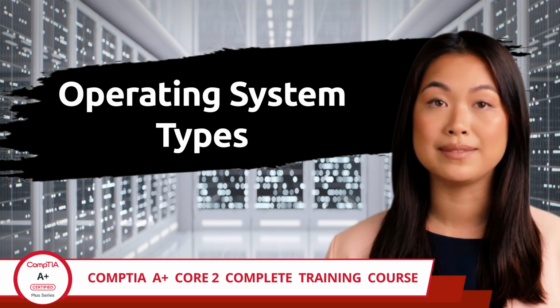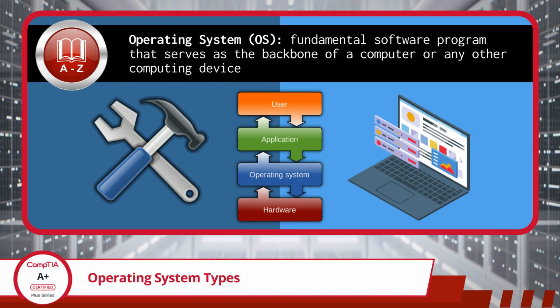Operating system types. To begin our CompTIA A+ Core 2 training, we have Exam Objective 1.1, which covers some basic information about operating systems. An operating system, or OS for short, is the fundamental software program that serves as the backbone of a computer or any other computing device. It has the primary job of being the intermediary between the hardware components of the computer and the applications or software running on it. More simply put, an operating system is like the boss of a computer, coordinating all its tasks and making sure everything runs smoothly.